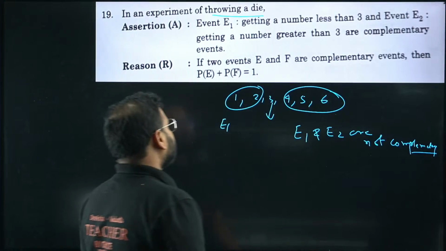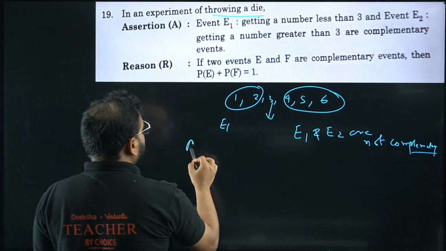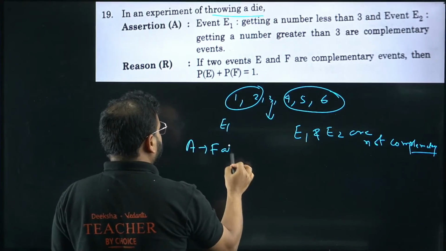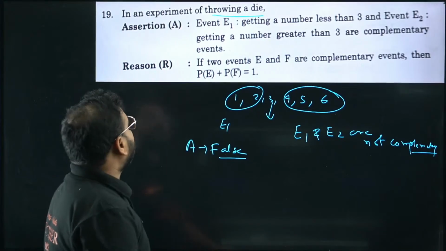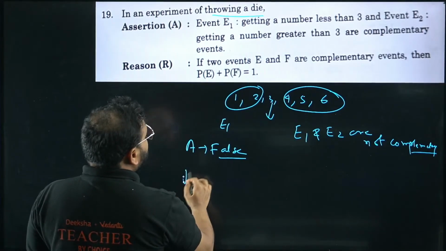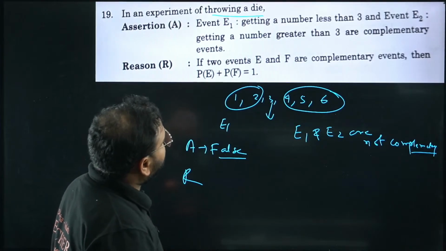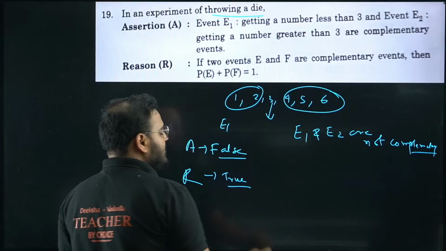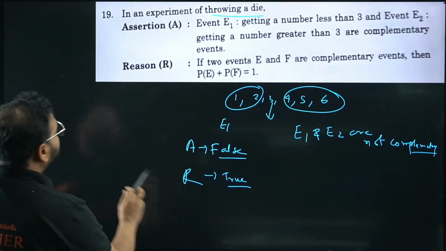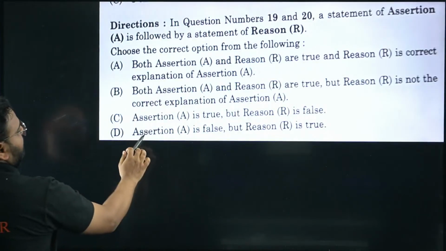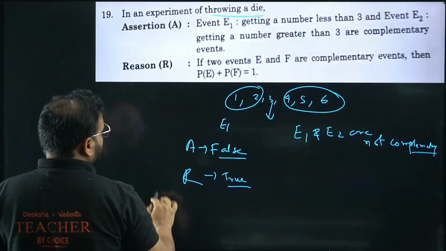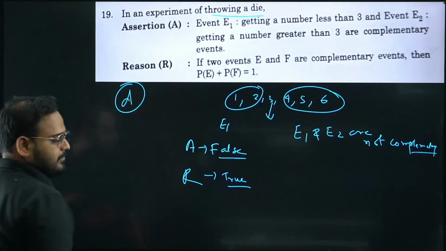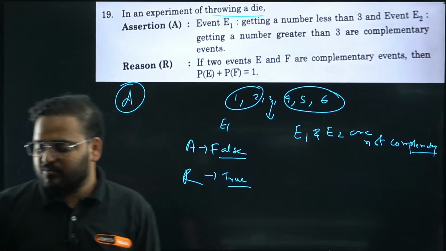Then of course it means assertion A is false. What about the reason? Please check. Reason is true. E and F are complementary means yes, it is true. It's a property, right? So reason is true. So your answer would be what? I think option D is correct. A is false and R is true. It means option D will be the right answer. Please check. All right. Let's move on now.